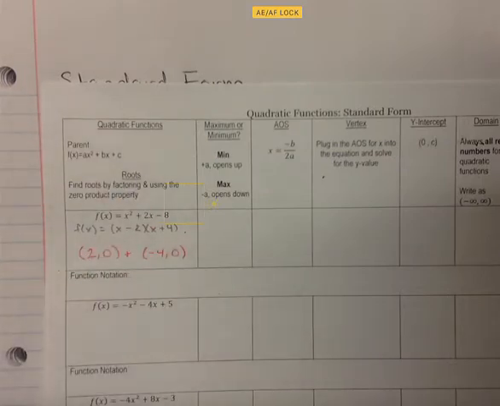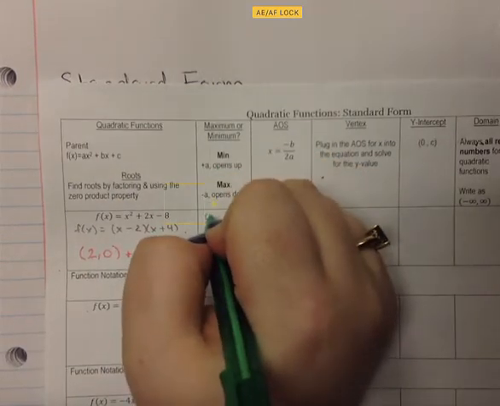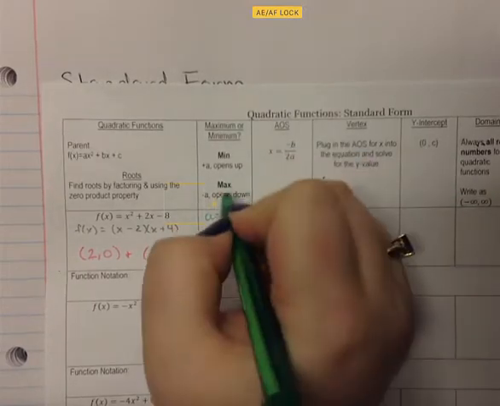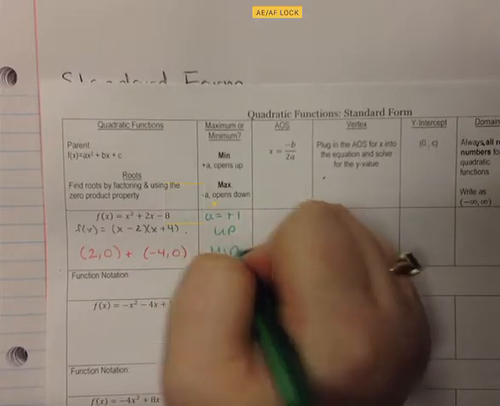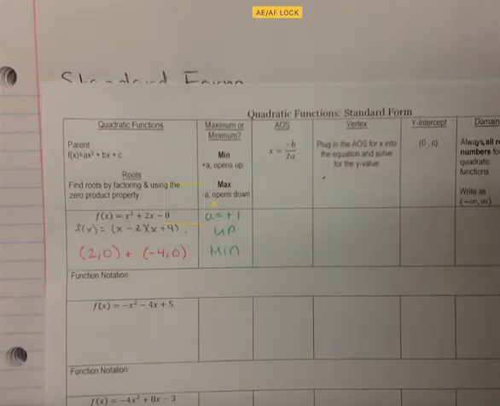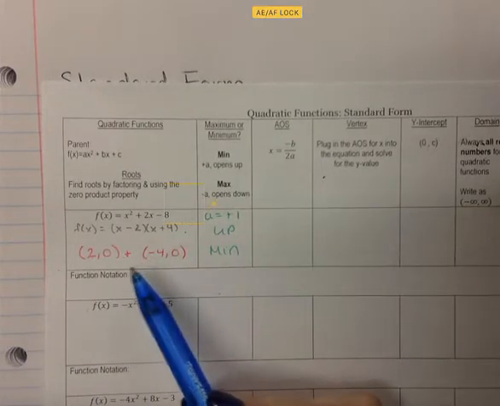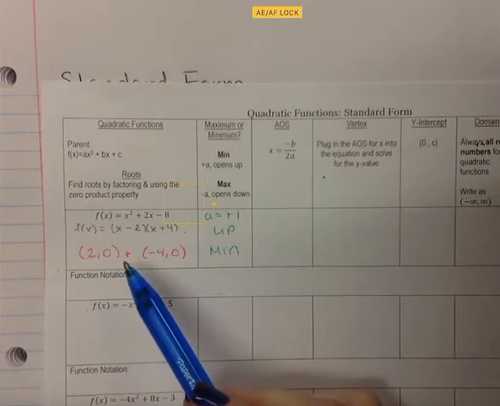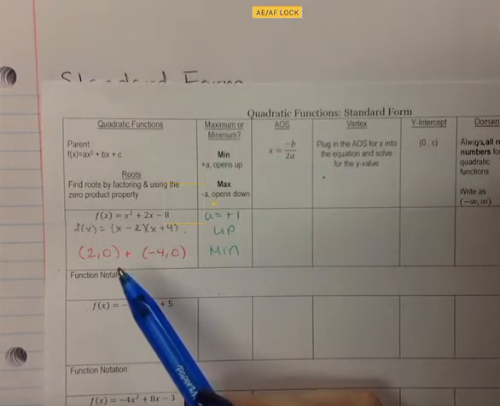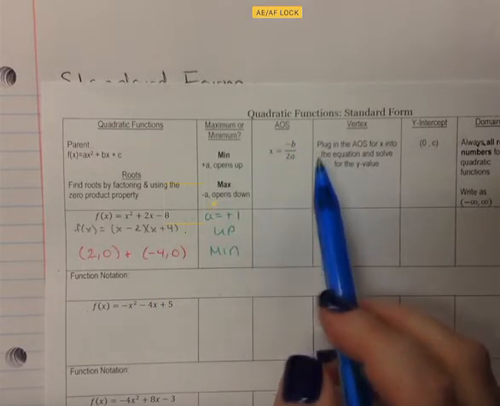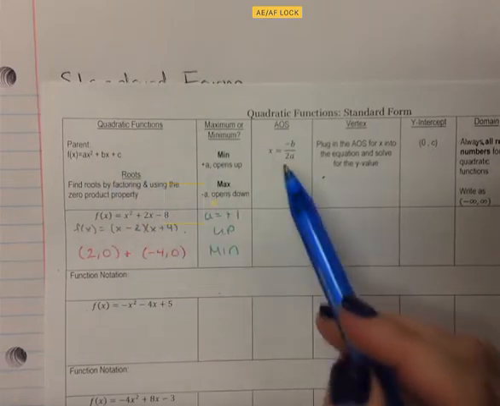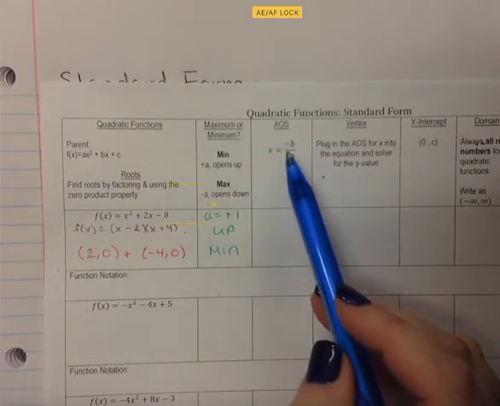Max or minimum still comes from our a value. So our a value was equal to that positive 1. So it is still going to open up, and it is still a minimum. Now our AOS can be done slightly different than what we did in factored intercept form. We can actually still use our factored intercept form way. However, not all quadratics will have x-intercepts, so we want to be able to use another way of finding our AOS. Especially if it's in standard form, you can use x equals negative b over 2a.